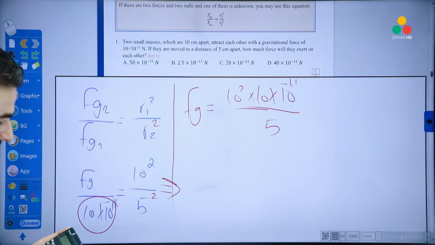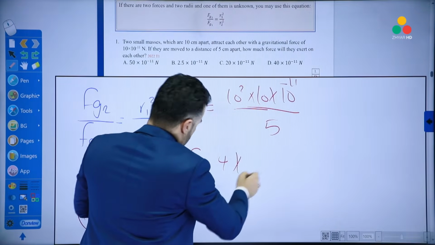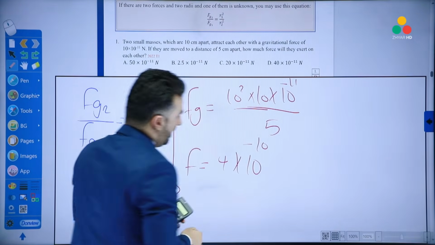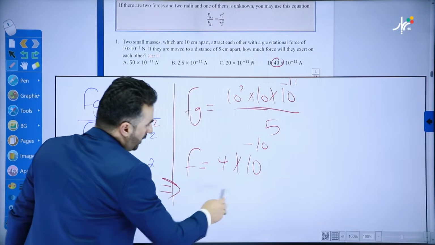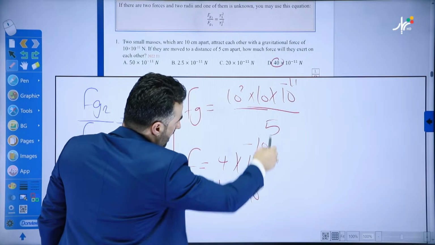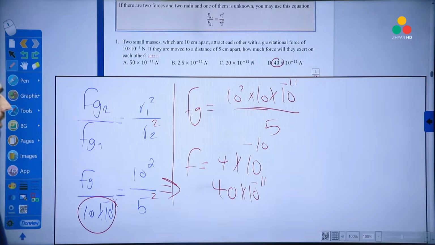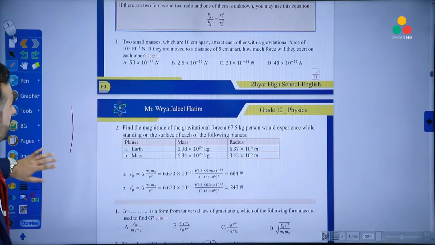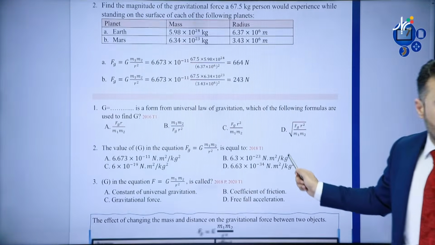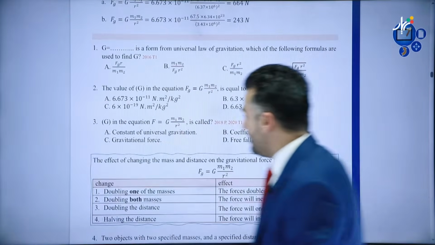And of course, the answer will be 4 times 10 to the power negative 10. But you see here, what is given is 40, don't forget, guys. So if you're going to add a 0 here, you will have to add a decimal to this. So in this case, it's going to be negative 11. So option D would be the correct answer here. Okay, now let's take a look at this question here.